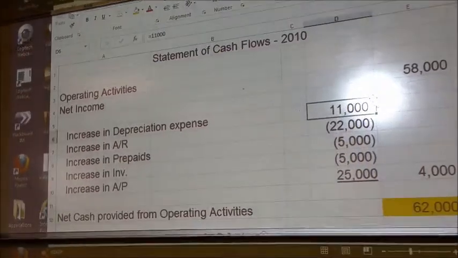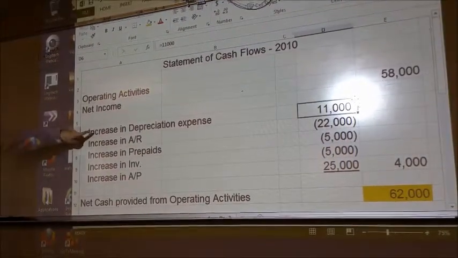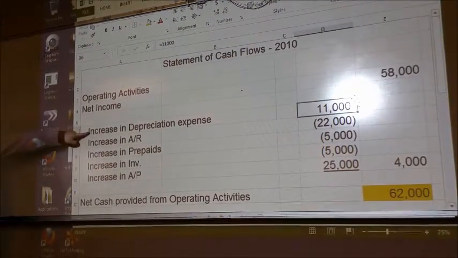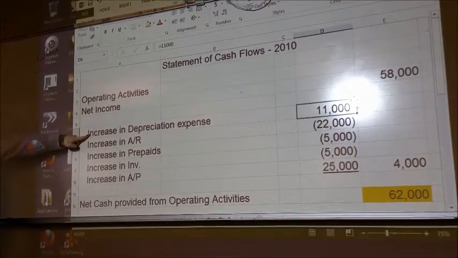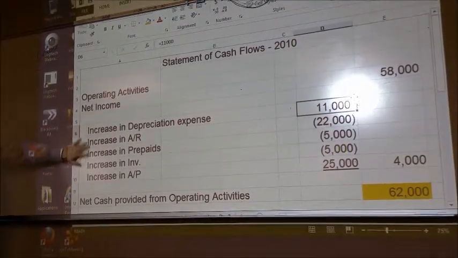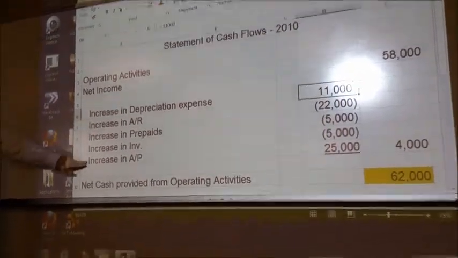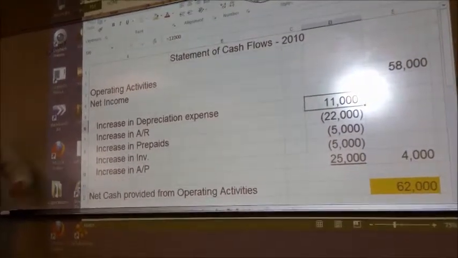So starting with the net income, I always look for two things: depreciation expense, gain or loss. I had one of them this time. And then I look for the current assets changes and the current liability changes.